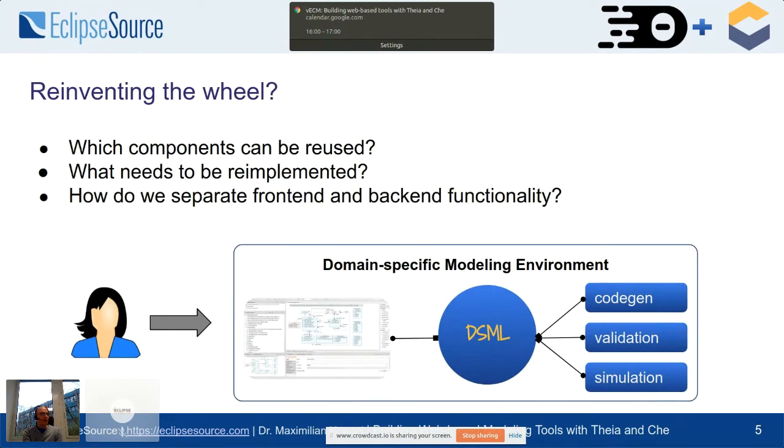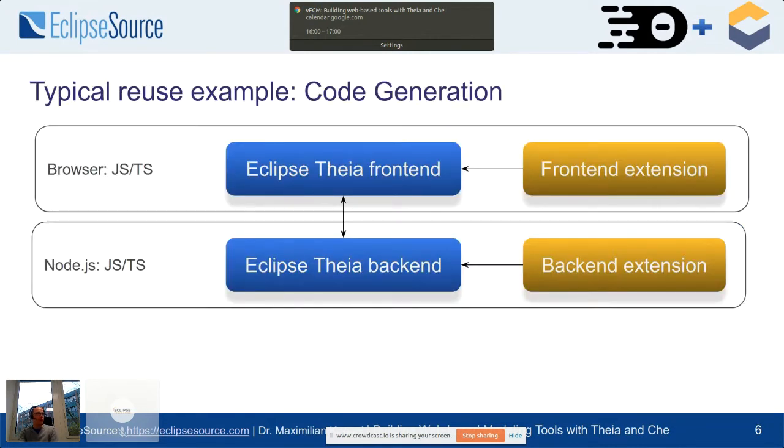Now, having said all that, what if you already have an existing tool and you would like to migrate? Would you now have to reinvent the wheel? What are the components that you could potentially reuse? What do you need to re-implement? How do you even separate now between this new front end, back end separation? I would like to answer that question throughout the talk and the different demos, but also in the beginning with a quite typical reuse example. So if you have a code generator in an existing tool and you would like to reuse that, how can you go about that?